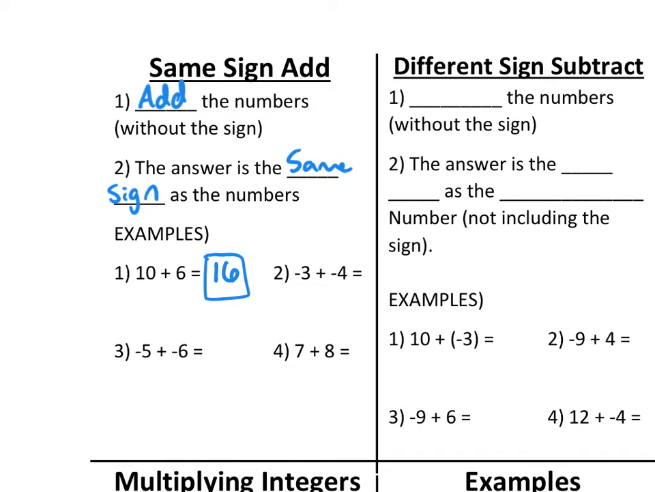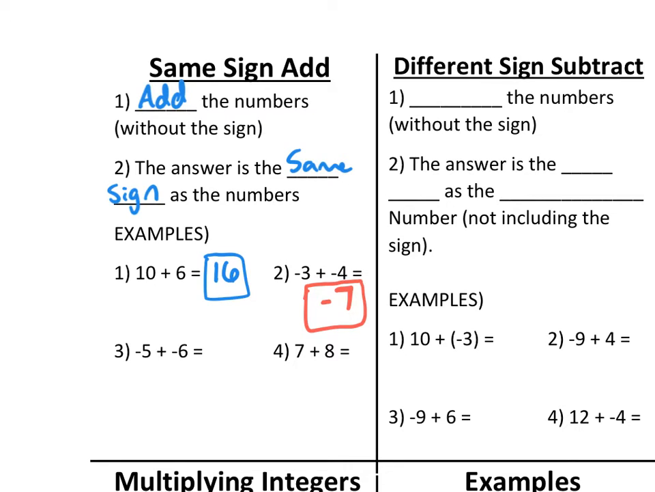Negative 3 and negative 4. Here, the first thing we've got to check: are both signs the same? Yes. So we know we're adding the numbers. Well, 3 plus 4 is 7. But then, yes, you take the sign of both numbers. They are both negative there, so that means your answer is negative 7. Good job.